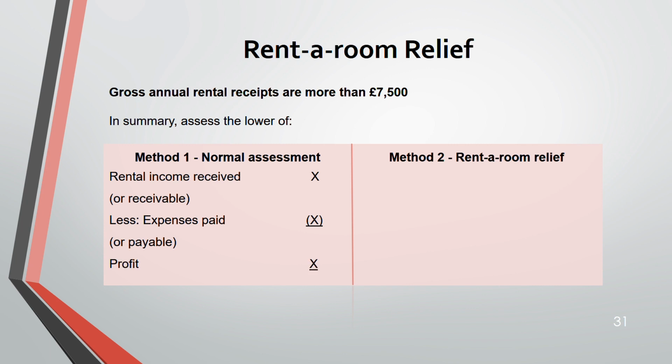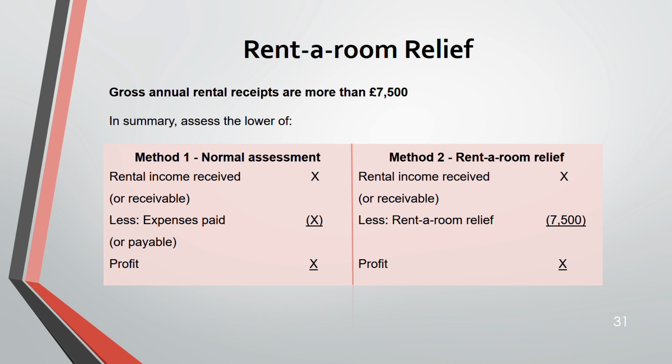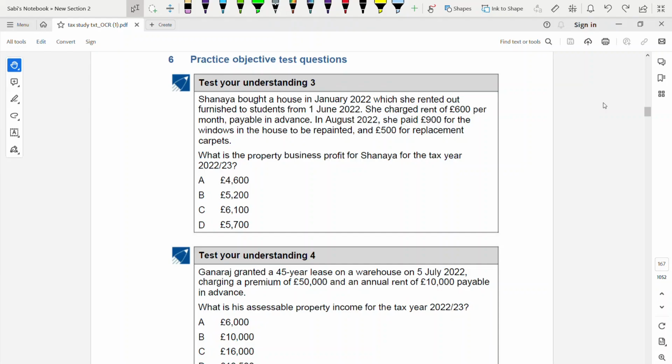Then you get the profit. Simple. This you know. Rent a room relief also. Rental part is same. Income part is same. But you deduct rent a room relief, which is 7,500, and pay tax on the excess. So do calculations and see under which one you are getting the lower profit and choose that one. Because definitely you want to pay low tax, right? So you will be choosing the lower profit using both these methods. So that's it for this lecture. Now we'll be doing practice objective test questions before we summarize this lecture.